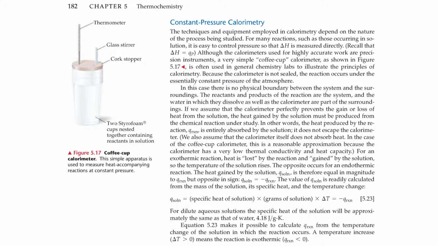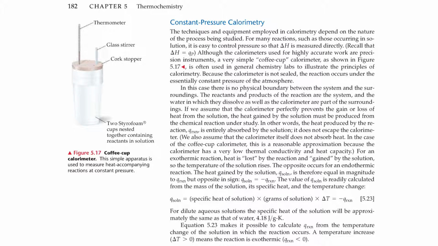If we assume that the calorimeter perfectly prevents the gain or loss of heat from the solution, the heat gained by the solution must be produced by the chemical reaction under study. In other words, the heat produced by the reaction, Q sub reaction, is entirely absorbed by the solution. It doesn't escape the calorimeter. We also assume that the calorimeter itself doesn't absorb heat.